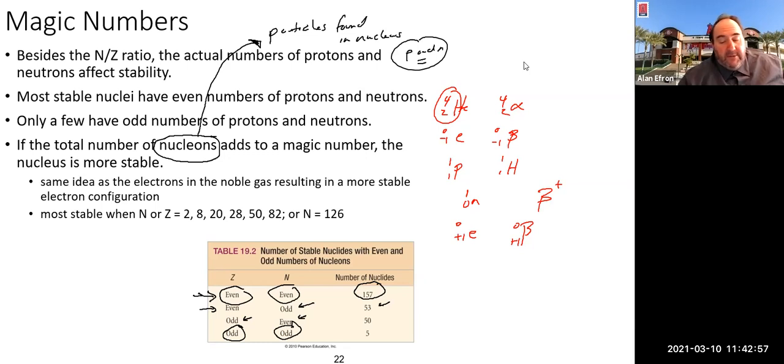And as you can see, there are 157 of them that are stable in that arrangement. You can see it dramatically drops when we get odd protons and odd neutrons. There's only about 5 that are stable in that arrangement. And again, it's just been found to be a little bit more stable. So even is another important thing to look at in terms of stability.